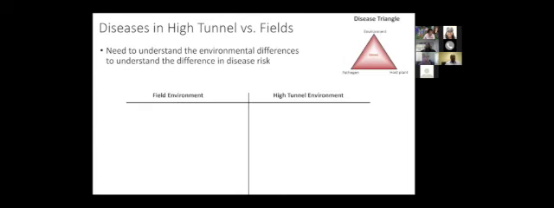So with diseases specifically, we should always be thinking about the disease triangle whenever we're managing them. And so the idea is that for a disease to occur in your plant, the pathogen has to be present. So these are all points on the triangle on the top right there. There has to be a host plant that is susceptible, and the environment has to be amenable to disease transmission.